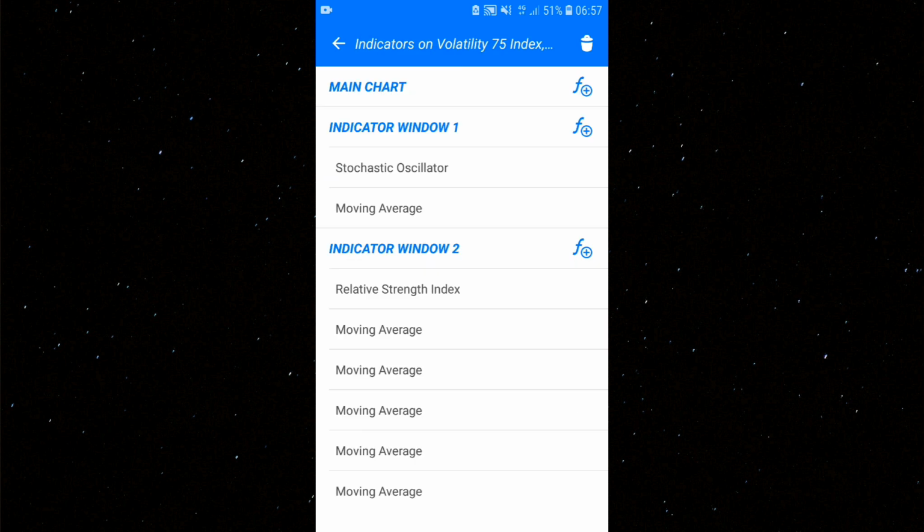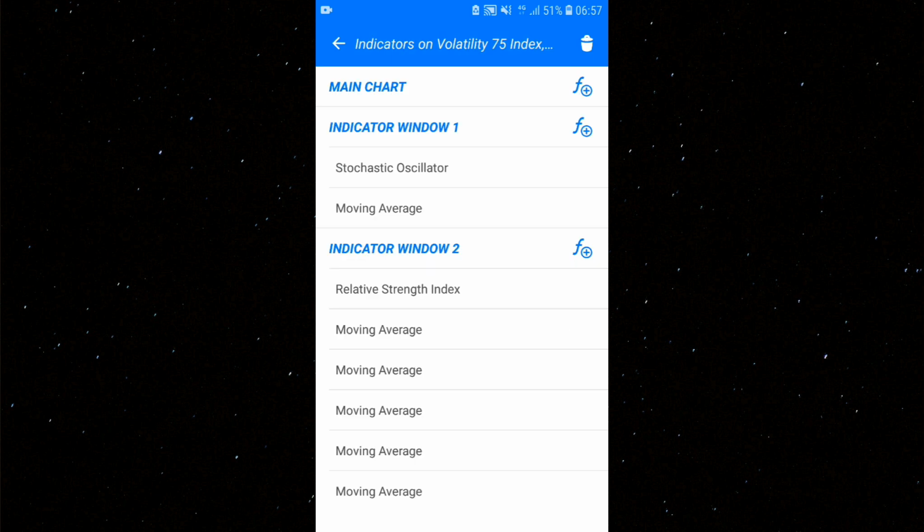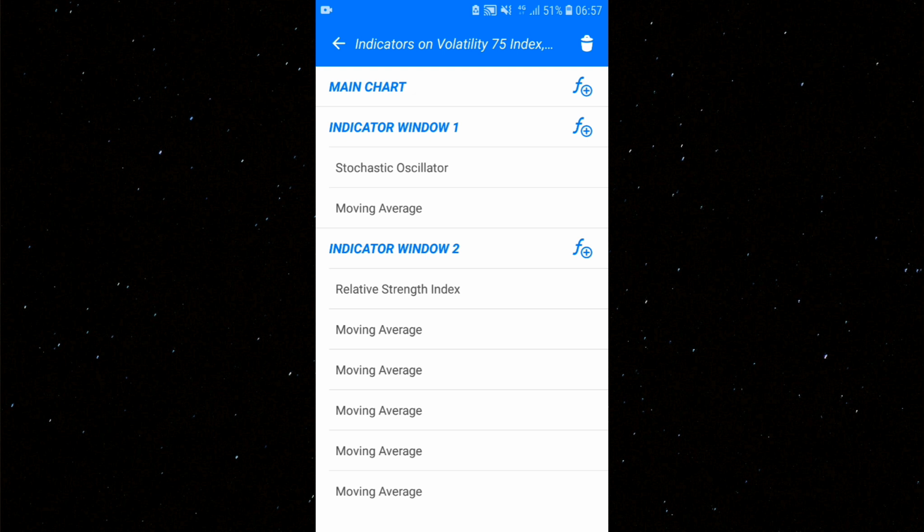The third moving average on the indicator window number 2 has a period of 8, shift 0, method simple, apply to close, size 3 pixel and the color is light green. Okay, we go to the fourth moving average, which has a period of 21, shift 0, method simple, apply to close, styles 3 pixel and the color is black.